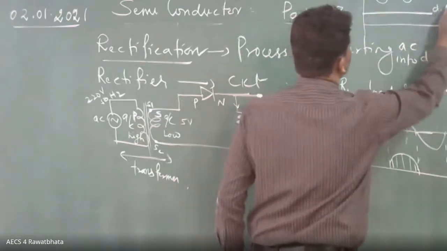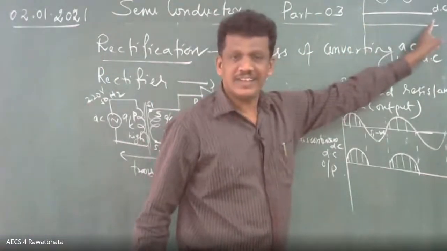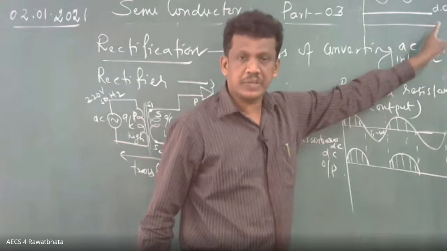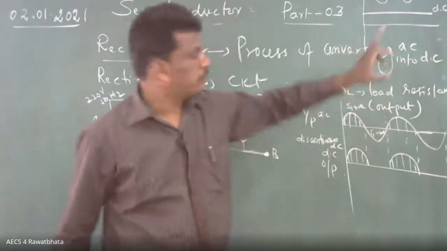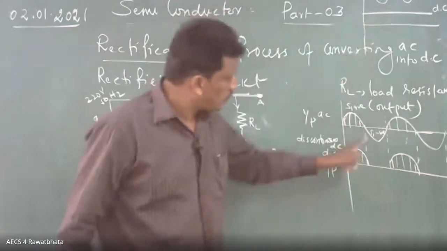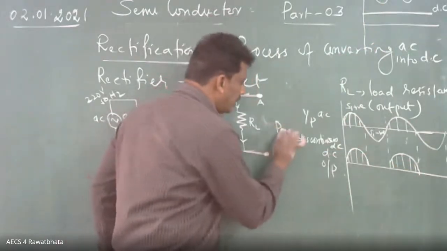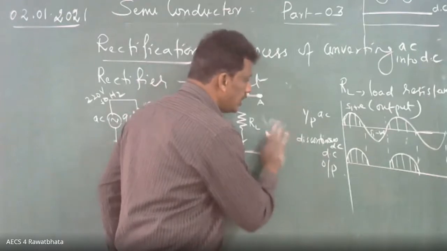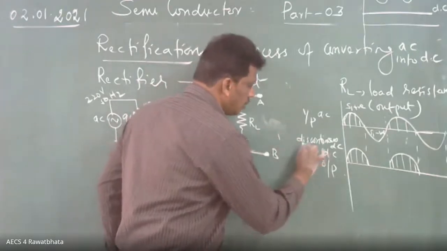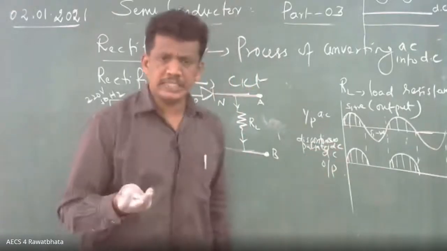So this is DC, no? Straight, no change in the magnitude and direction. Perfect DC. Okay, this is AC. So that's why it is not a perfect DC, no? What do you say? Pulsating, discontinuous, pulsating DC. Pulsating, pulse, you know.